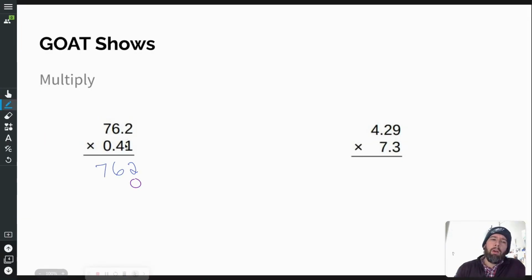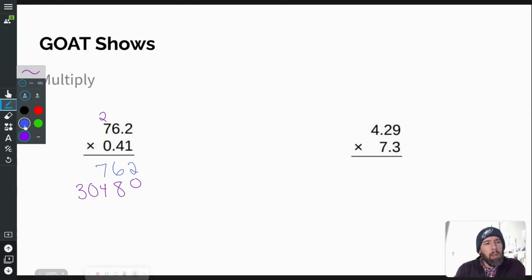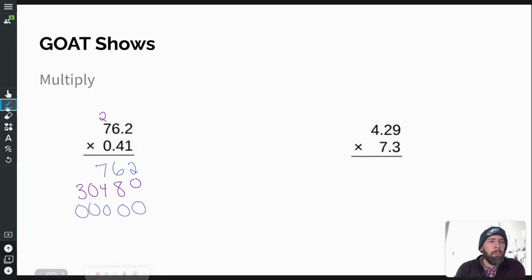Attach the 0. 4 times 2 is 8. 4 times 6 is 24, so that's a 4. Bring over the 2. 4 times 7 is 28. Plus that 2, 28 plus 2 is 30. Now, I'm not going to bother with this third row, because if I did, it would be 0, 0, 0, 0, 0. So remember how I said I'm not going to bother with it? I lied. I just did.